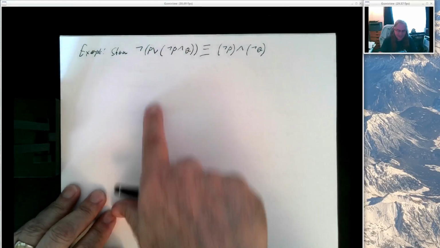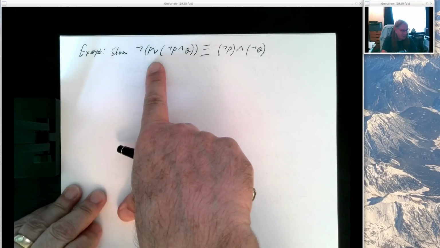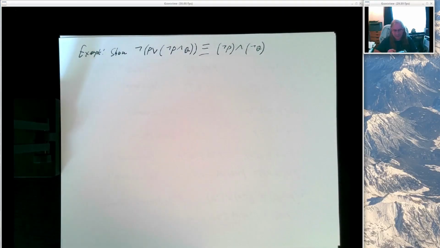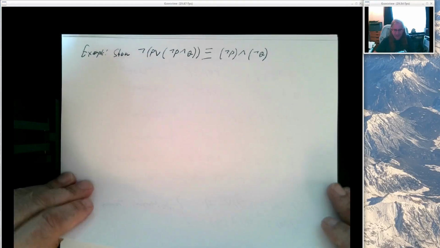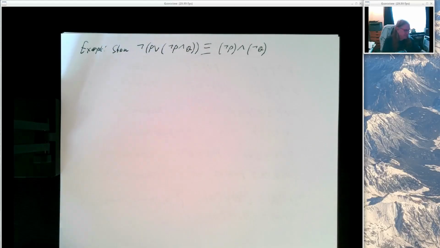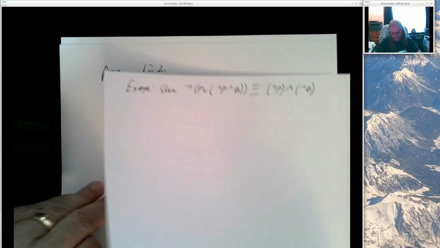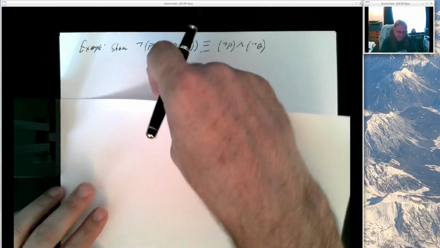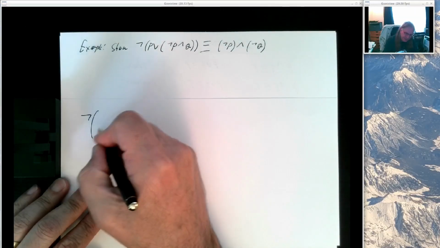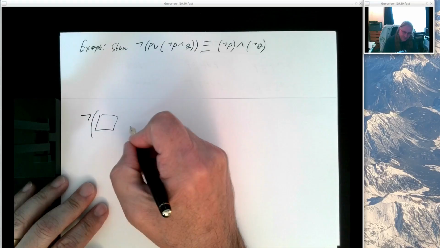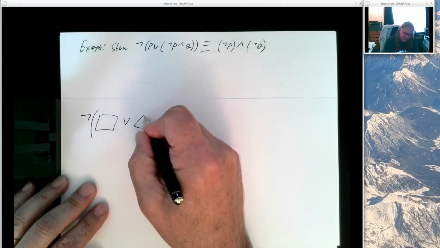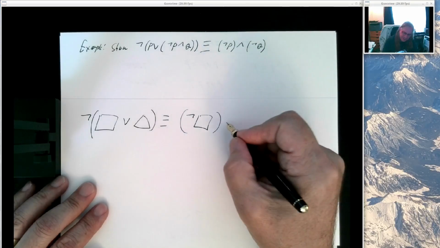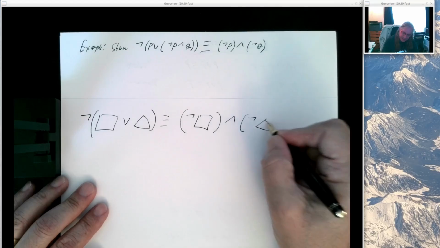Alright, so let's start with the left side and let's use our identities to show that this is logically equivalent to that. And the first thing I'm going to do is use De Morgan's theorem. Let me rewrite De Morgan's theorem in a slightly different form. I'm going to say negation of box or triangle is logically equivalent to negation box ANDed with negation triangle.